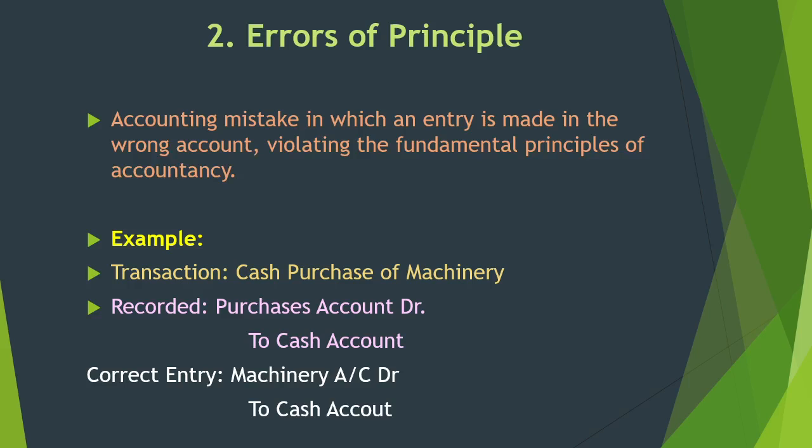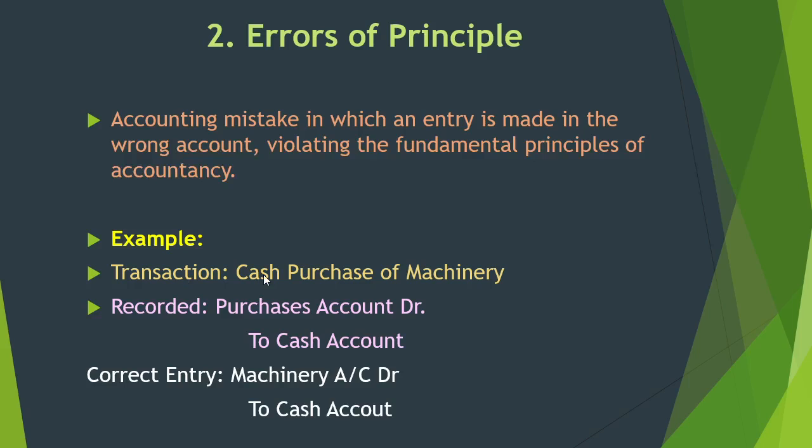And the second category of error is errors of principle. Here principle represents principles of accountancy. So it is an accounting mistake in which an entry is made in the wrong account, or which violates the fundamental principles of accountancy. Errors of principle indicate the errors which violate the principles of accountancy.